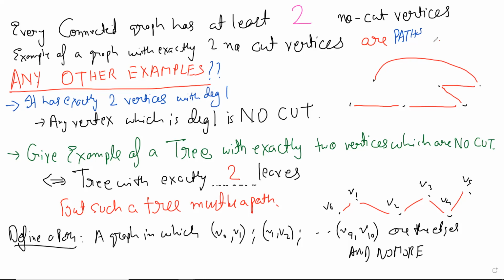Now it should be very simple to see, though proving it may be slightly irritating, that a tree cannot have exactly 2 leaves unless it's a path. Because, yeah, let's do it because I think no one has got it concretely till now. So let's do it. Let's say V and W are leaves.